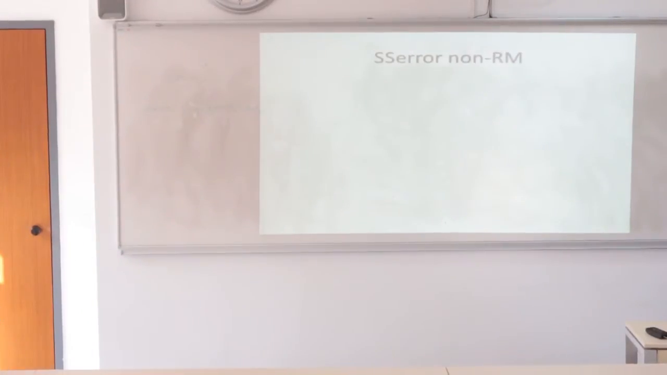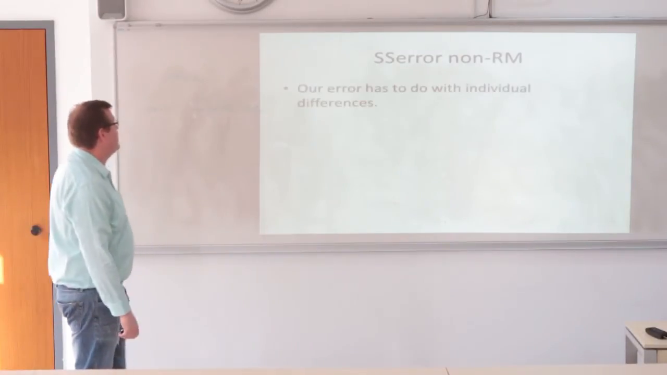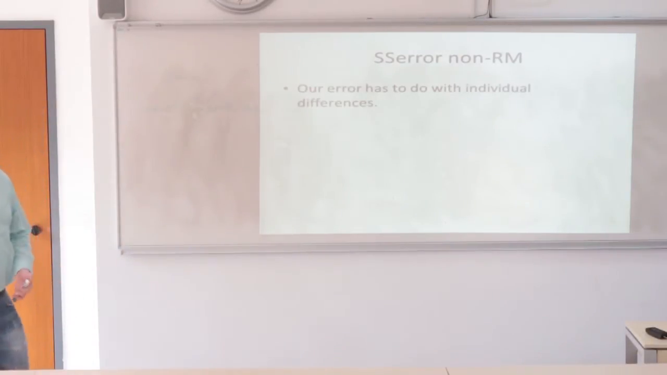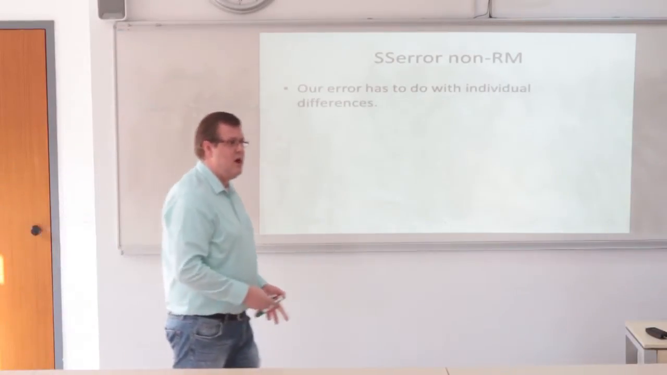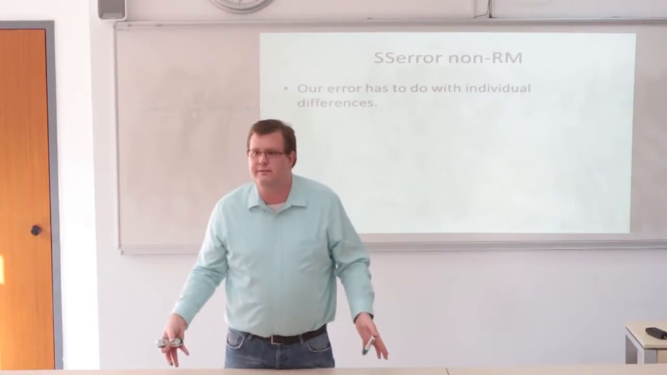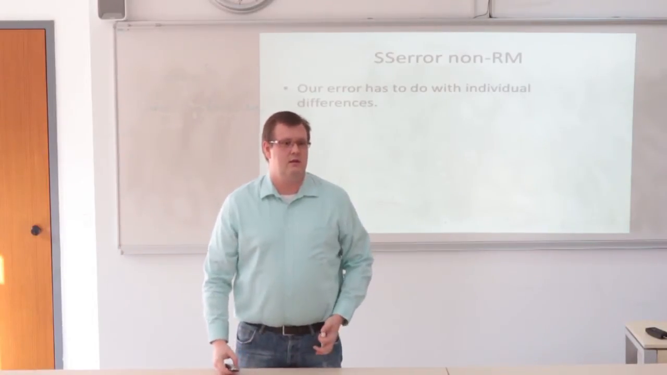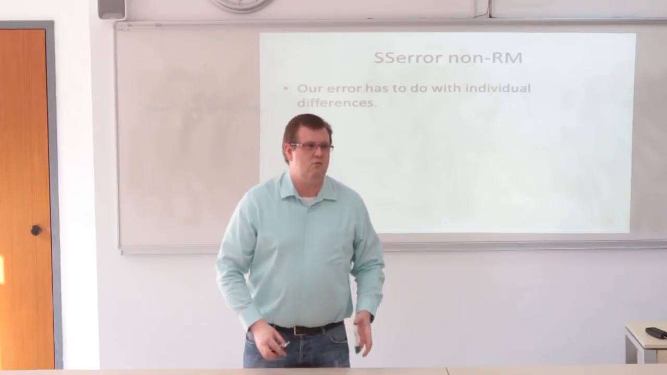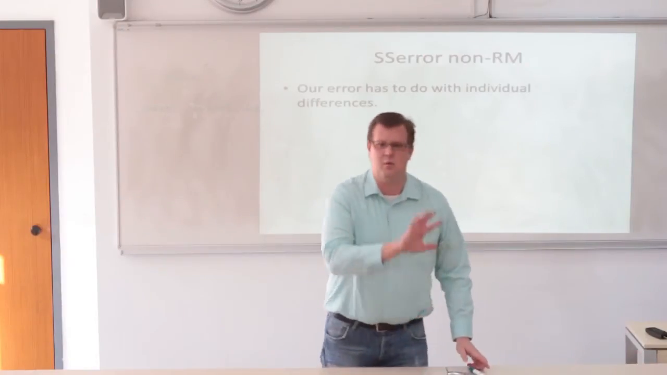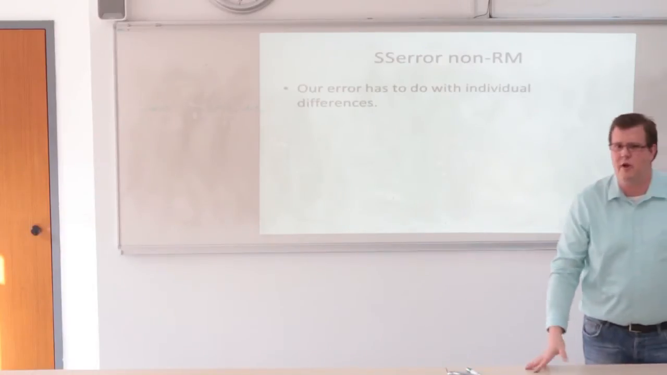All right, so let's talk about the sum of squares error for the non-repeated measures ANOVA. Now our error has to do with individual differences, and we've talked about Aisha and Arol and other people. And how do we get individual differences? Without worrying about subtracting or anything, where do the individual differences come from?